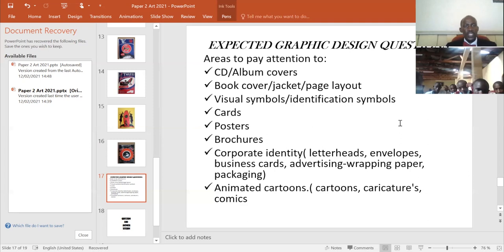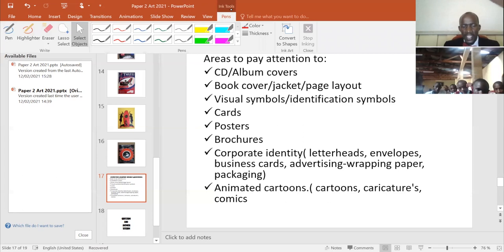Again, as you do your revisions and your practical work, the candidates too should pay attention to corporate identities. When you talk about corporate identities, we talk about letterheads, envelopes, business cards, advertising, and wrapping papers. Then we have packaging design. Most of these corporate identities, we meet them in our day-to-day lives. So I encourage the candidates to be paying attention to some of these things. You meet them in day-to-day life and take them for granted, but they form part and parcel of your learning process.